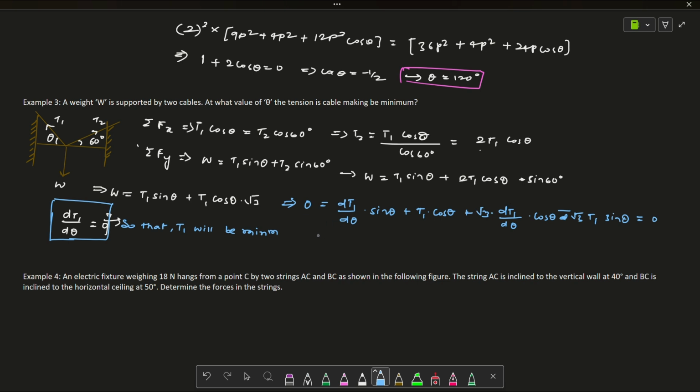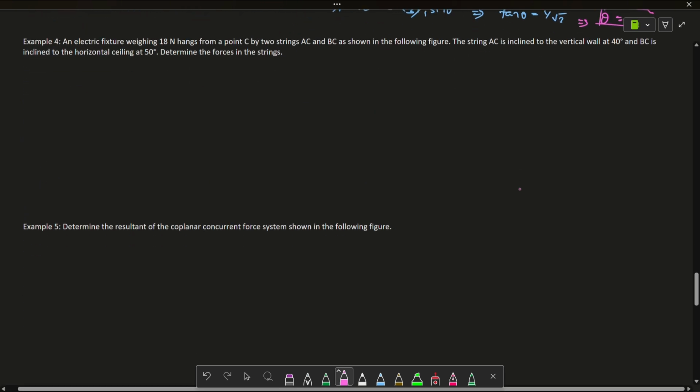If we solve the equation, we will get t1 cos theta equal to root 3 t1 sine theta. So t1 gets cancelled, and we will get tan theta equal to 1 by root 3. So the value of theta is equal to 30 degrees. I hope this question is also clear to you. This one is also a simple question. Gradually we are increasing the toughness of the question.